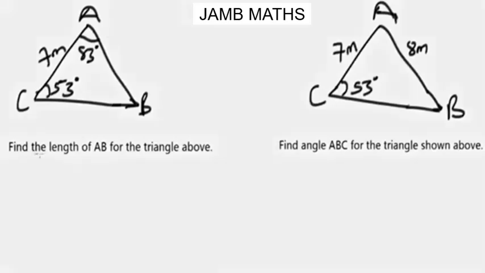The question says find the length of AB for the triangle above. So that means we are looking for this side. Now let's label the sides. This is our A, this is our B, and this is our C. The sides are opposite to the angles.